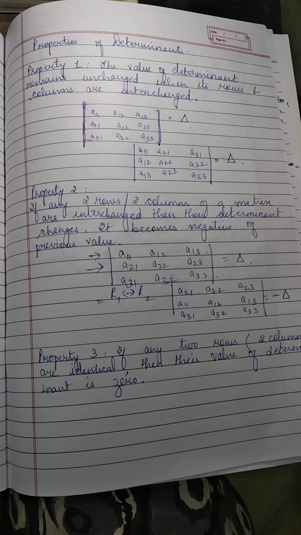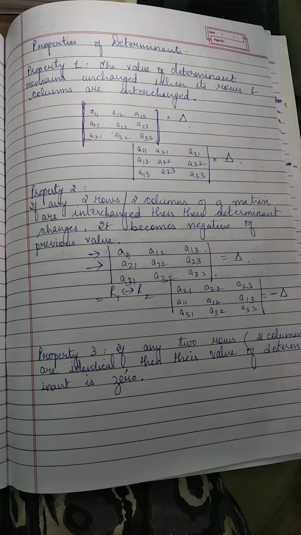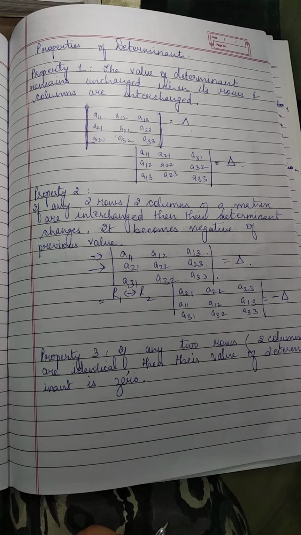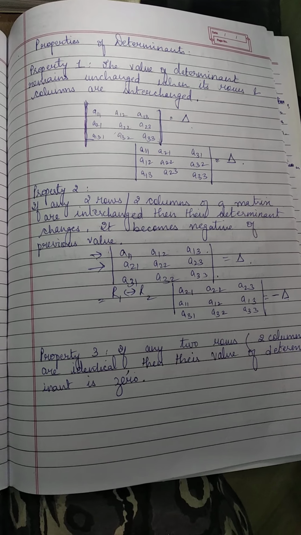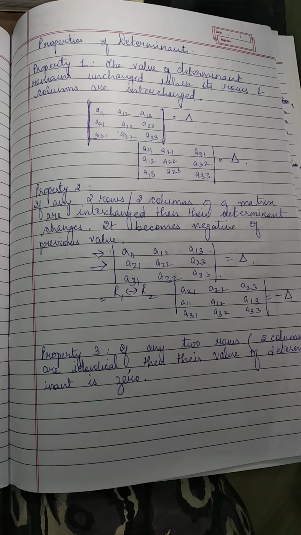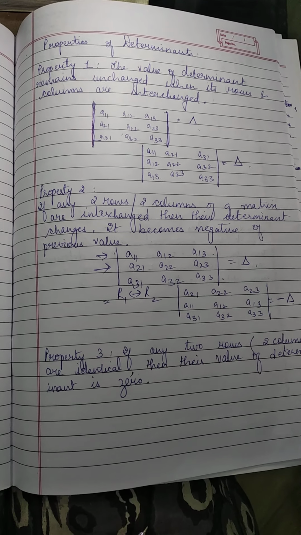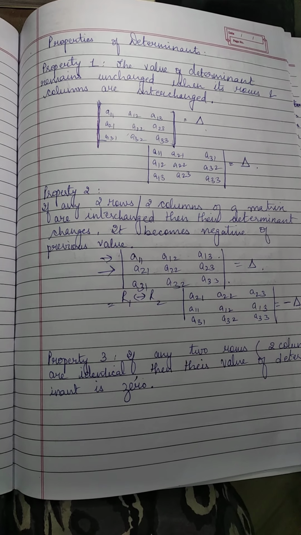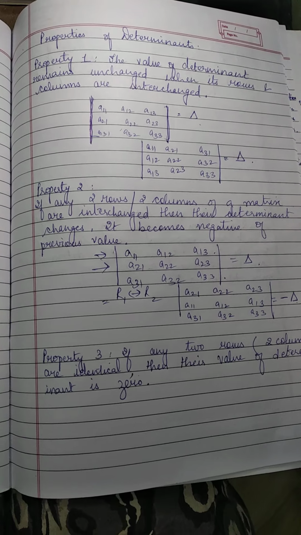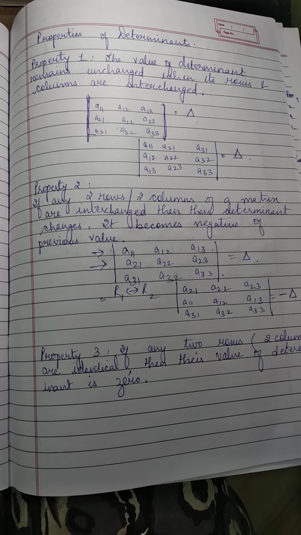So these are the properties which we'll be utilizing in solving questions which are based upon properties. So we need to memorize these properties. The first one we have read is, when we interchange the rows and the columns, the determinant value remains unchanged. If we interchange two rows or two columns, then the value of the determinant becomes the negative of the previous value.